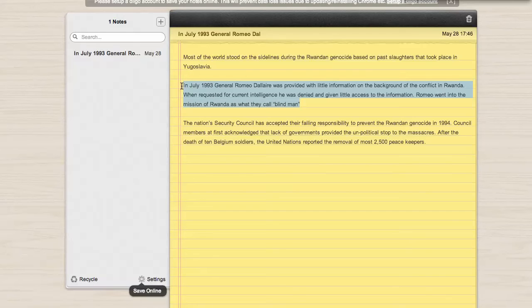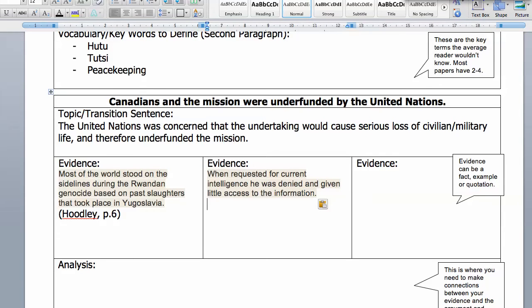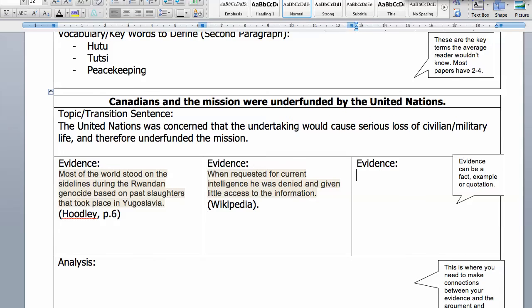I got a second point here. In July 1993, Romeo Dallaire was provided with little information on the background of the conflict in Rwanda. When requested for current intelligence, he was denied and given little access to the information. Romeo went into the mission, as they call it, a blind man. And this is quite true, and one of the sad parts of it is that Romeo Dallaire did not really realize what he was getting into. This is Wikipedia. Okay, good thing to put where the source came from for each of these so that when you go to put it in later, it's nice and easy.